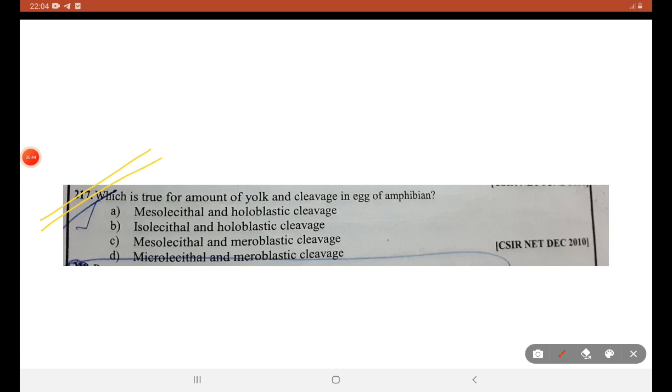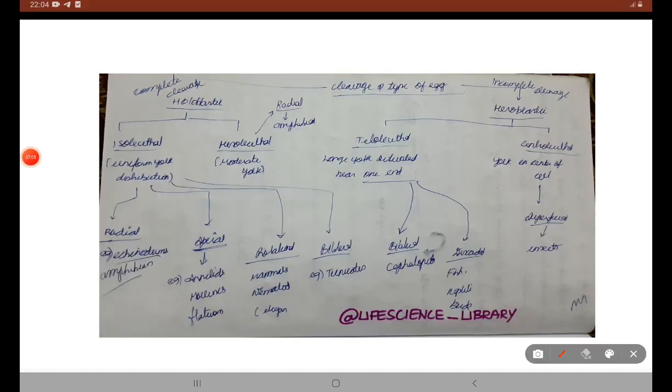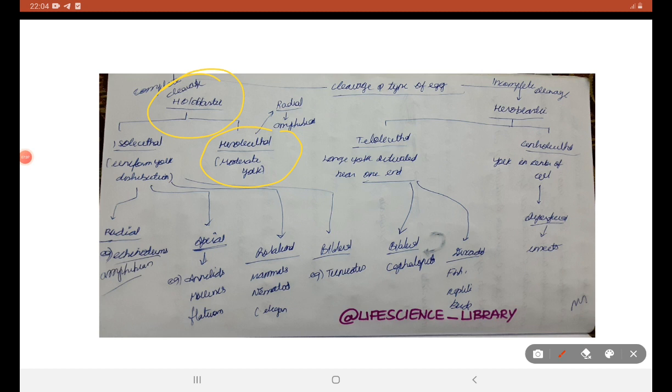Next we are going to see yolk and cleavage pattern in amphibians. Just now we have seen an amphibian called frog, which is mesolecithal. And mesolecithal can never be meroblastic. Mesolecithal can only be holoblastic. Now come to this chart and understand. So mesolecithal is holoblastic, and mesolecithal comes under frog. Telolecithal is chick.